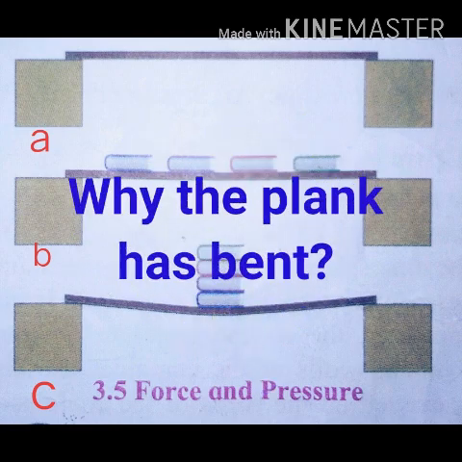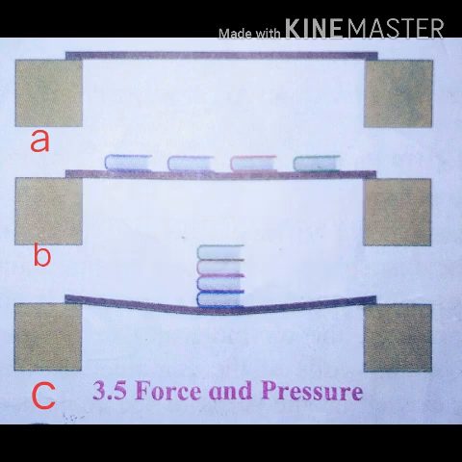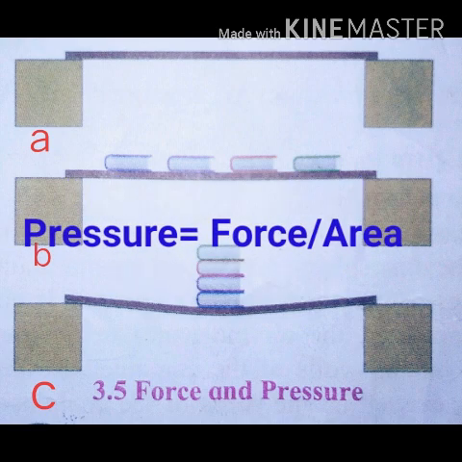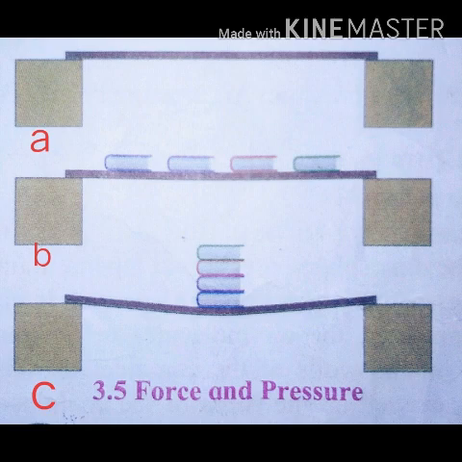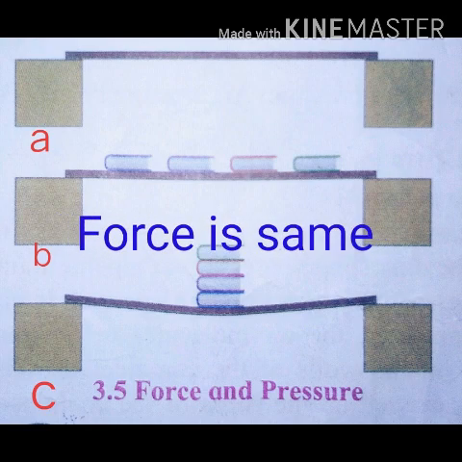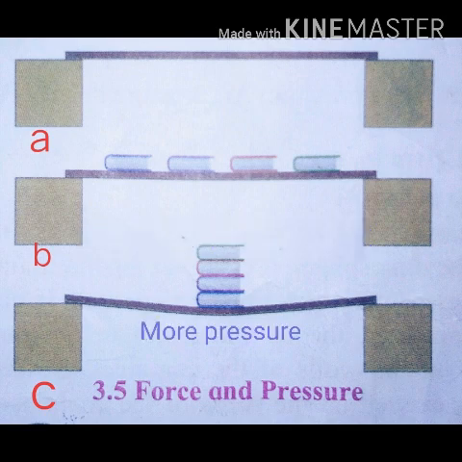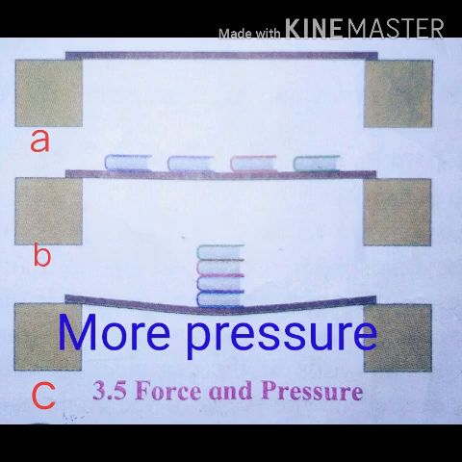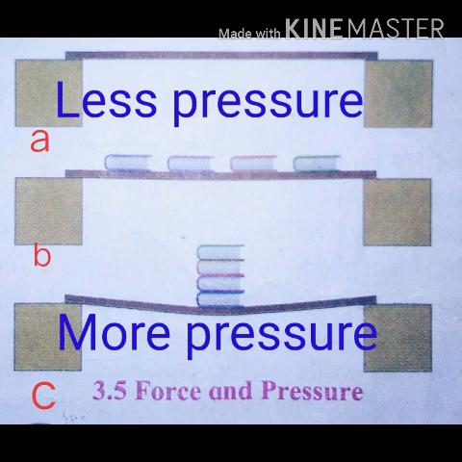Why is the plank bent even though the weight of the books is the same in both cases? We know that pressure is equal to force upon area. In both cases, force is the same as the weight of the books is the same, but the pressure is more in the second case as the surface area is decreased, and that is why the plank is bent.